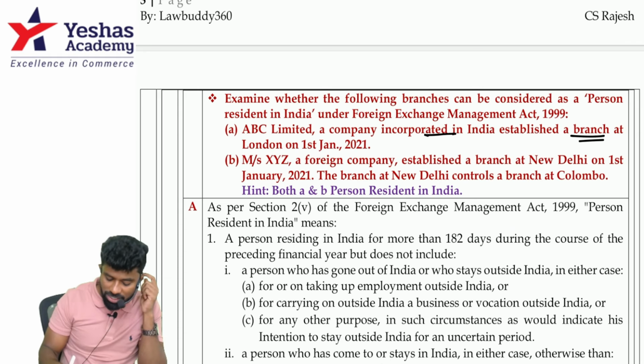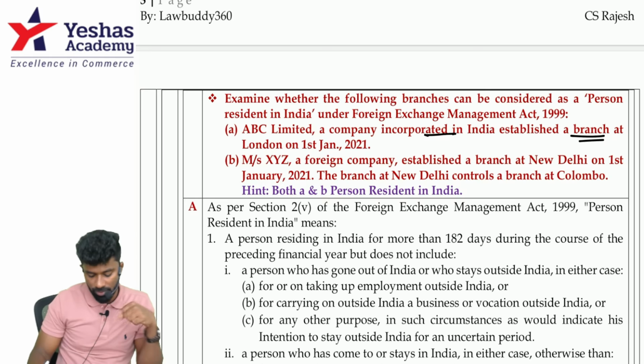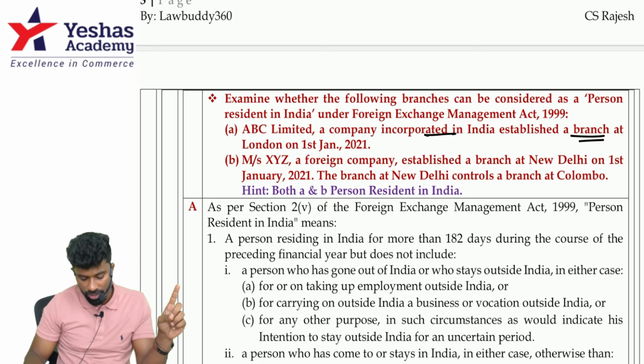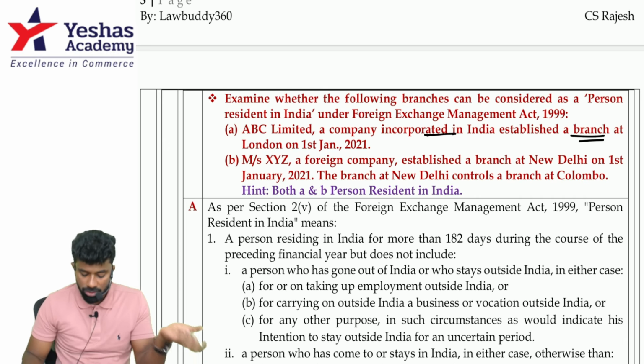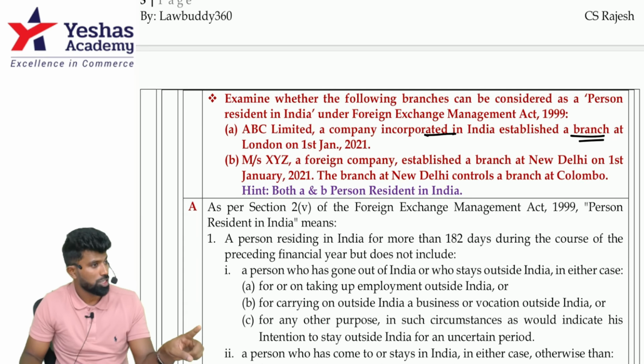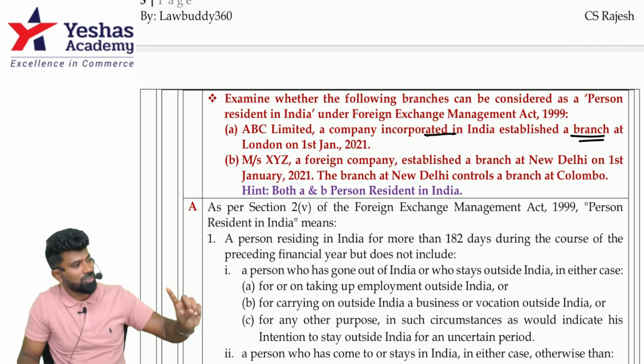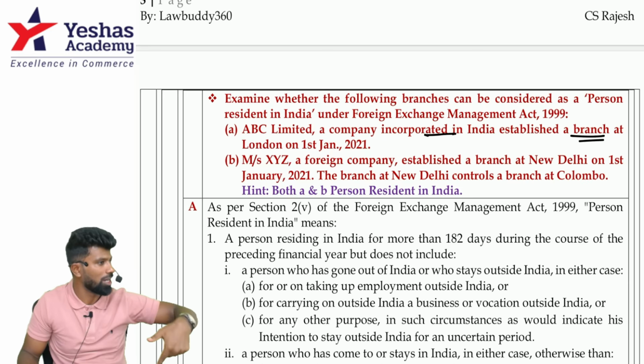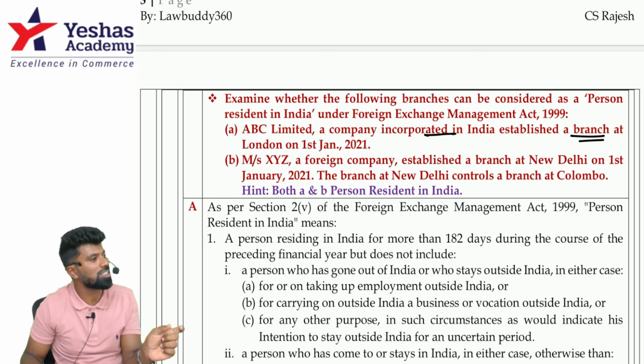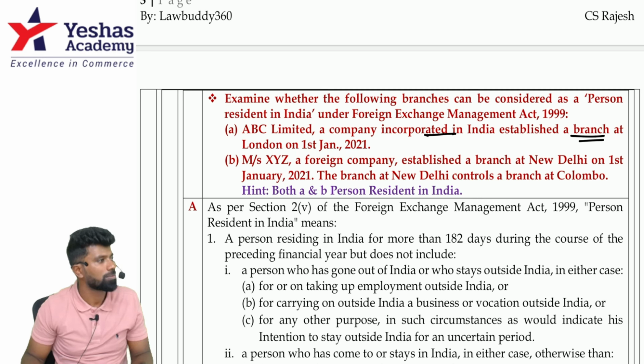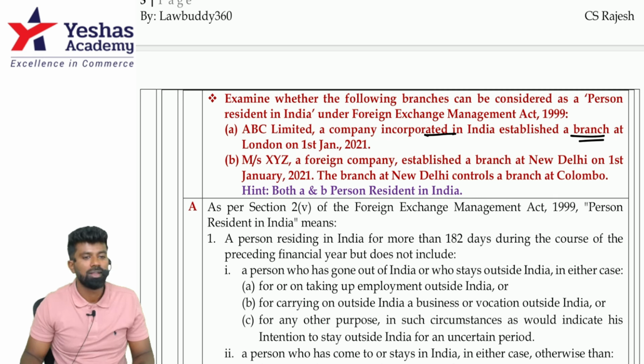Next one. XYZ, a foreign company. What company? Established a branch at where? New Delhi. On 1st January 2021, the branch at New Delhi controls the branch at what? Colombo. Now the question is, there is a branch which is established by a foreign company in New Delhi. Is this New Delhi branch considered as resident in India?